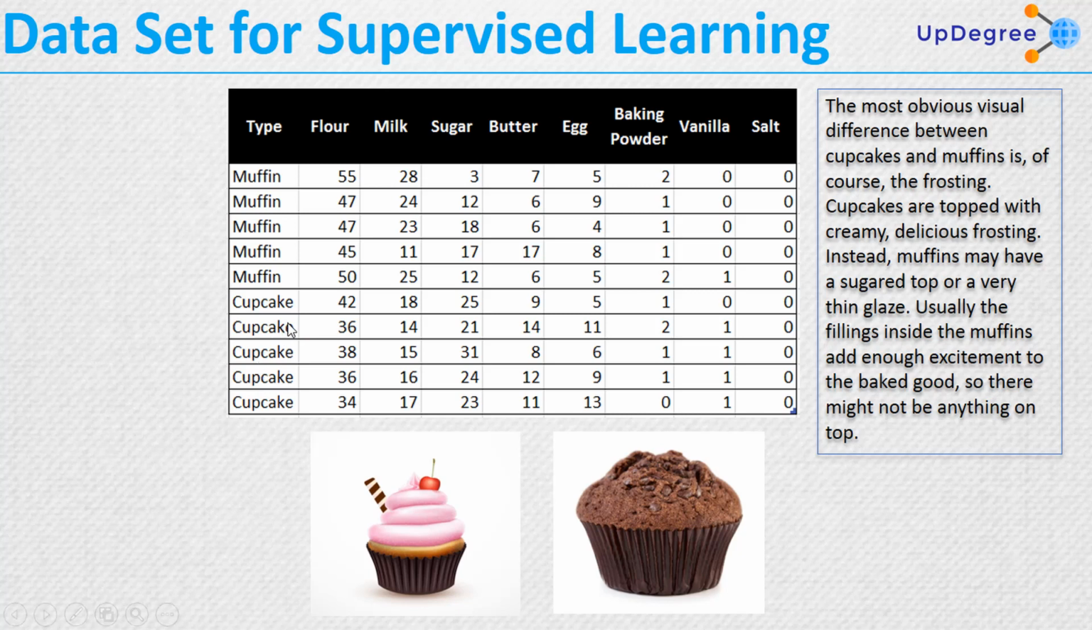Now what will happen is my model will train itself from these recipes, and whenever a new recipe is given to the model, the model must be capable enough to predict what kind of product is going to be prepared using that recipe, whether it is a cupcake or a muffin. So in this way we get the idea that this is supervised learning.